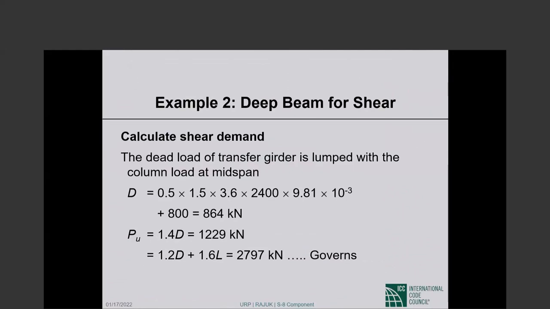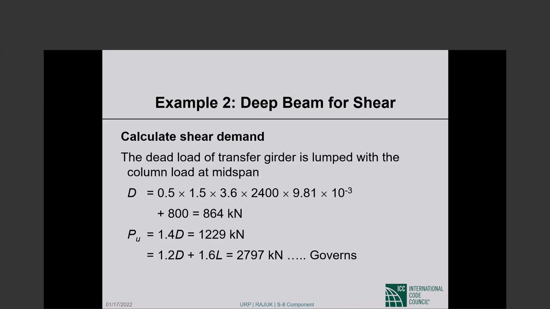The dead load of the transfer girder, the transfer girder itself has a weight. It has a section of 1500 by 500. So the weight of the transfer girder is lumped with the column load at midspan. Okay, we will just assume that the dead load of the transfer girder also acts at midspan as opposed to being uniformly distributed.